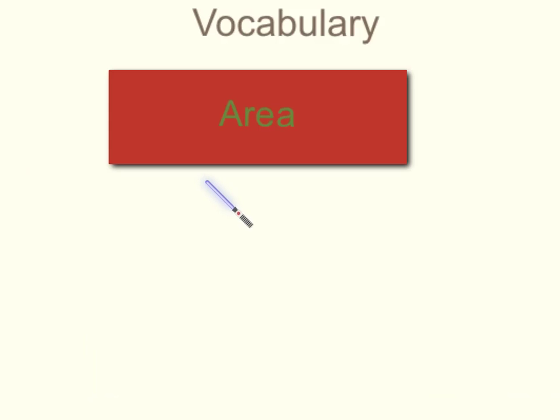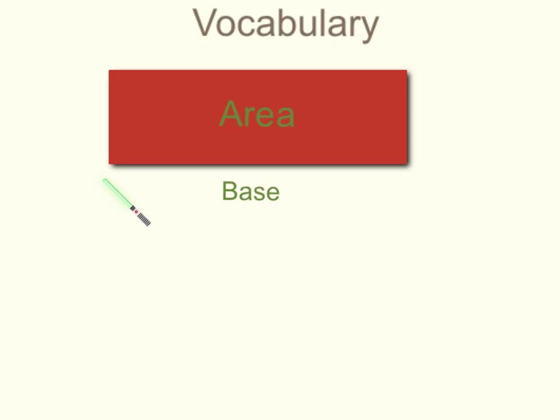Area. The area of a rectangle is the amount of space inside a rectangle. Area is measured in square units. There are many units to choose from, and some choices make more sense than others.